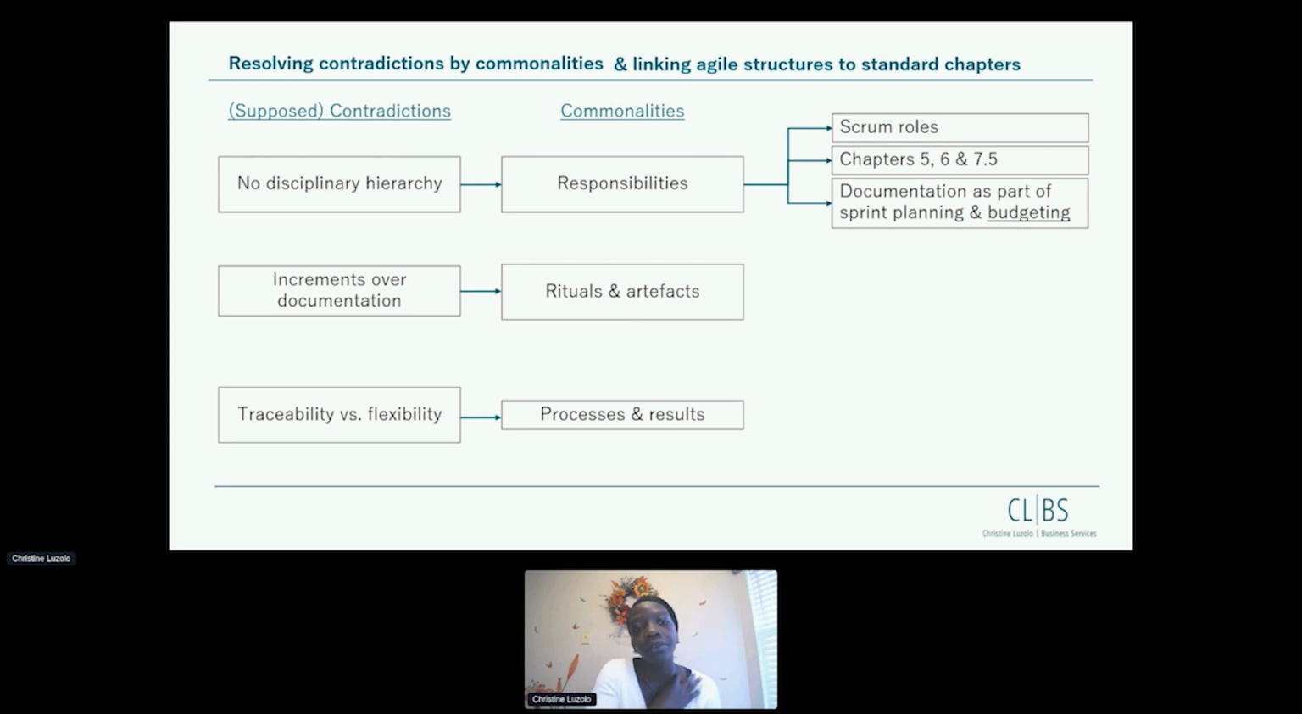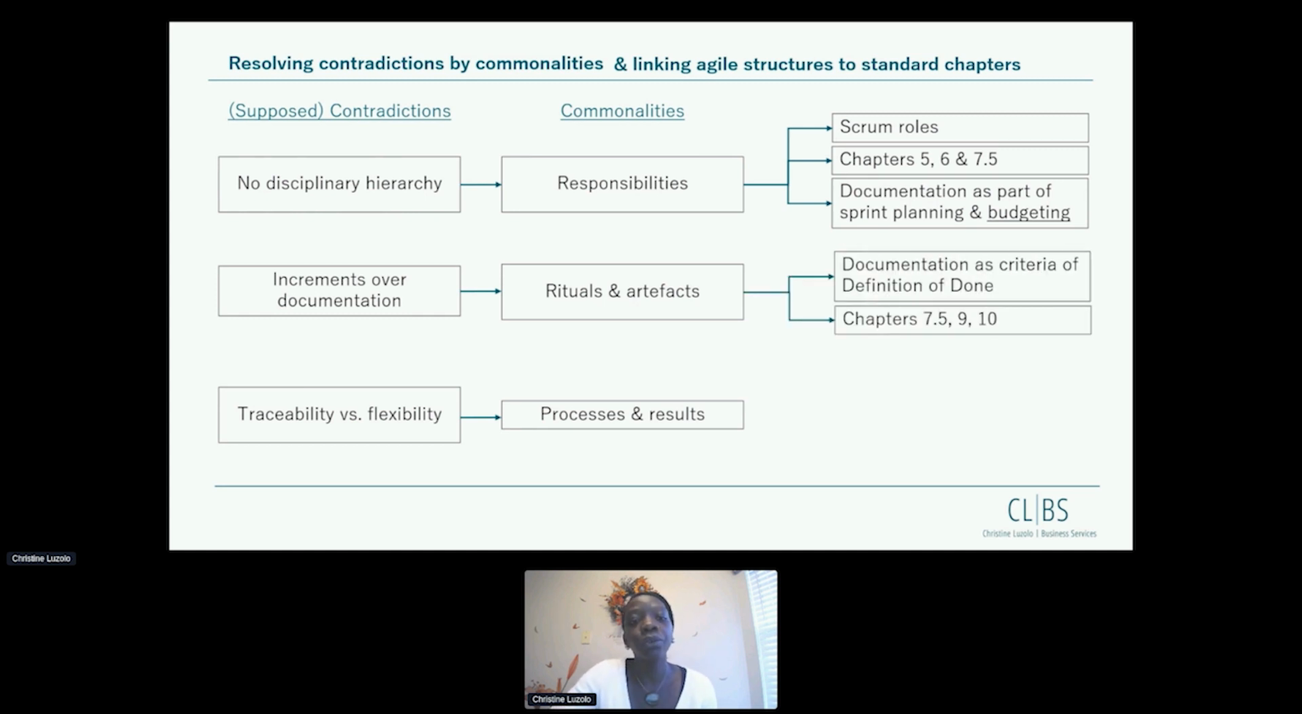Then, second contradiction, increments over documentation, facing rituals and the artifacts. Please recall that chart. So what do we have here? We do have a sprint planning where we define a definition of done. And if documentation is defined as a criterion of the definition of done, then Scrum teams will in the end develop the necessary documentation needed to cover not only the customer's requirements, not only the requirements for the ISO standards, but also legal requirements that go hand in hand.